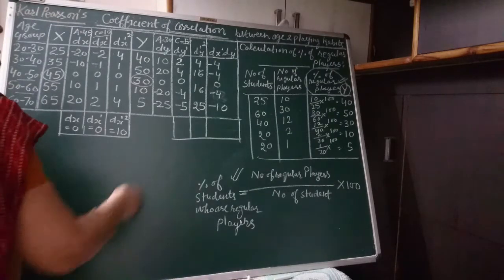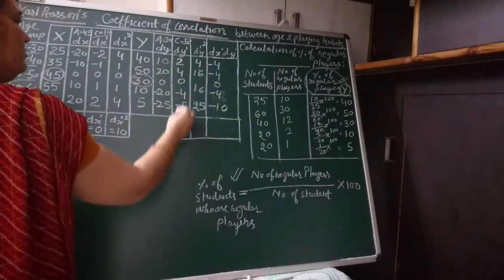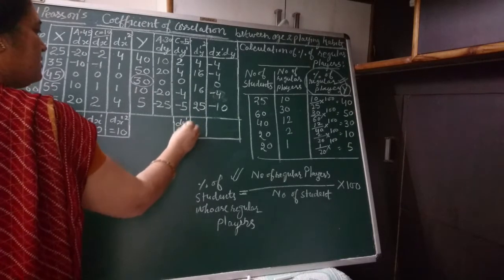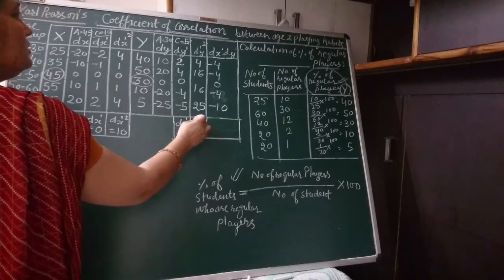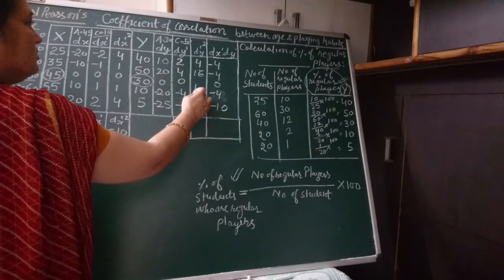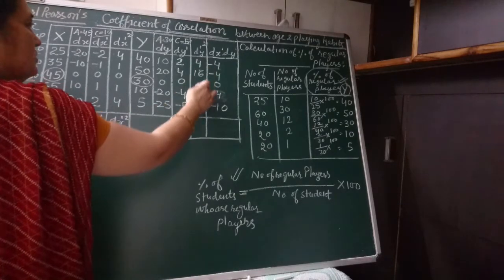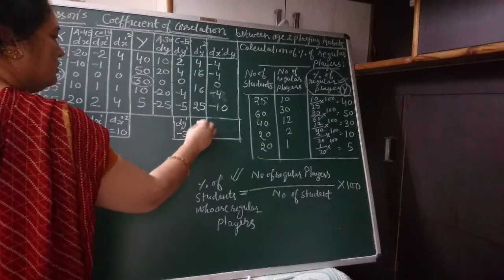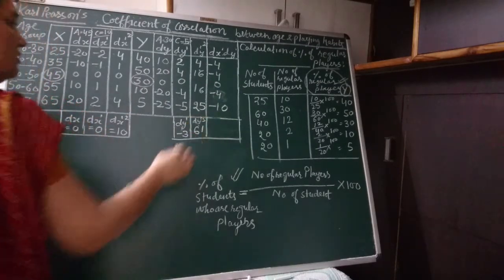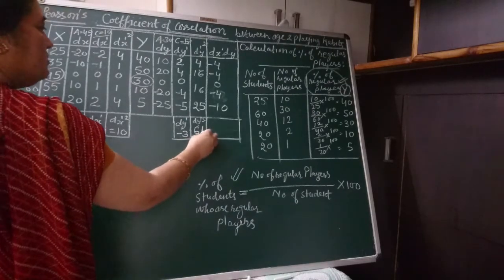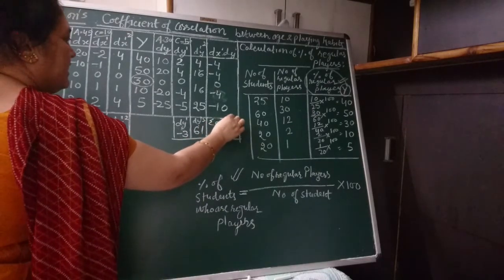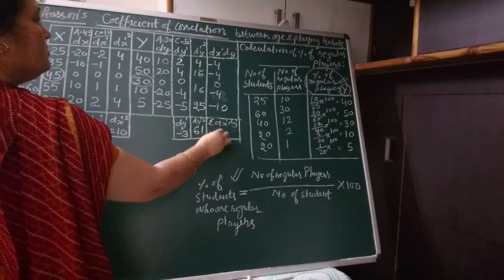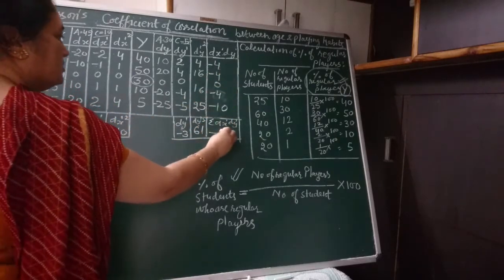So sigma dy dash is equal to minus 3. Sigma dy dash square is equal to 61, and lastly, sigma dx dash multiplied by dy dash is equal to minus 22.